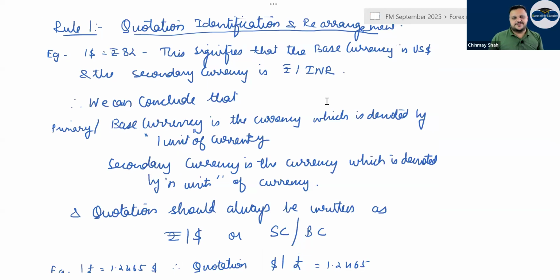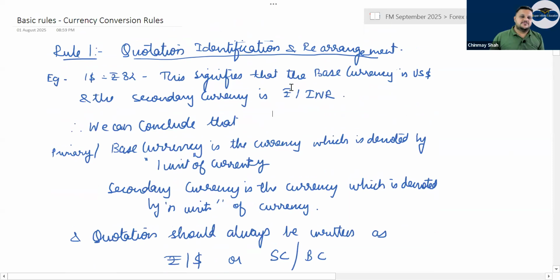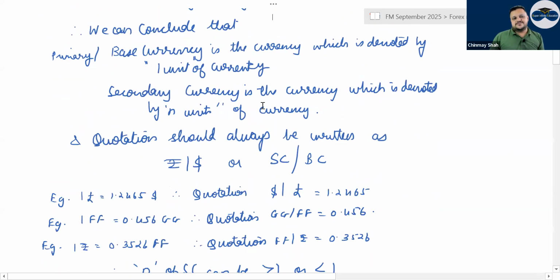Mostly one section B question, two section B questions, or at times all three section C questions. Section B questions have been from these three chapters. So don't be surprised if you see a section B question on this. First is quotation identification and rearrangement. Always write the quotation as secondary currency by base currency. Secondary currency is generally n units. Base currency is generally 1 unit.